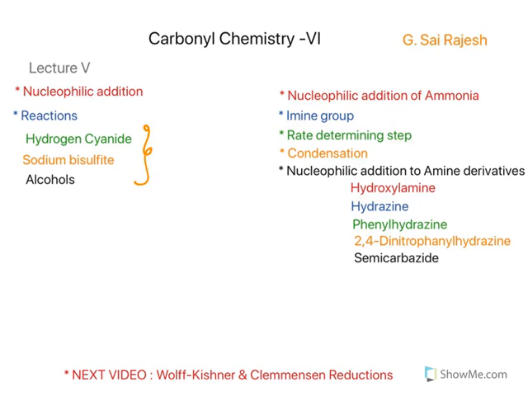Now after that we have seen various reactions in nucleophilic addition with hydrogen cyanide, sodium bisulfite and alcohols. Now hydrogen cyanide, the advantage is they form cyanohydrins. The synthetic use of cyanohydrins is they can be easily converted to acids as well as primary amines. So this is the major synthetic use of hydrogen cyanide.